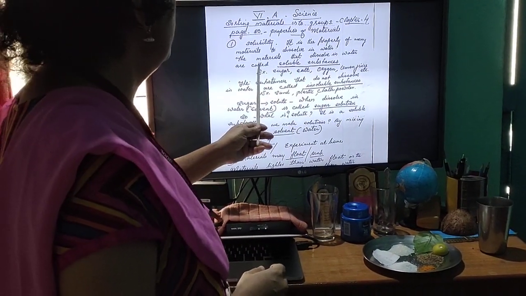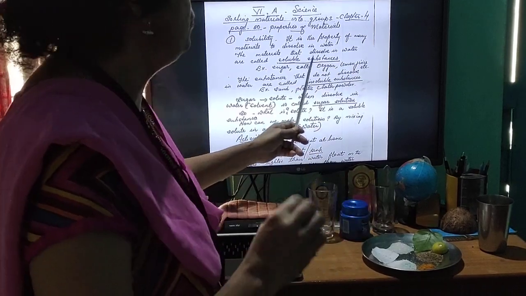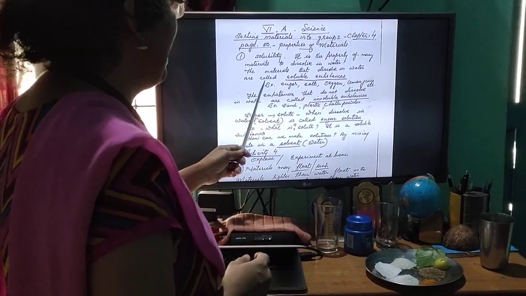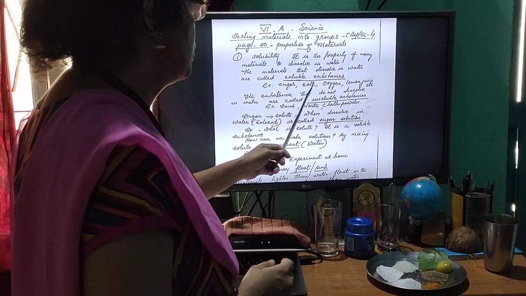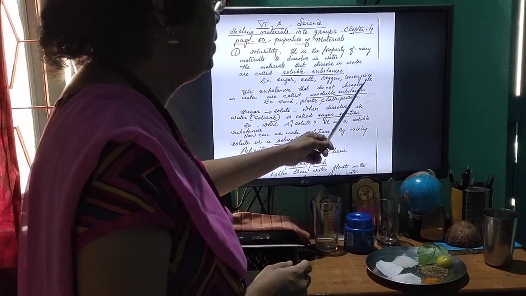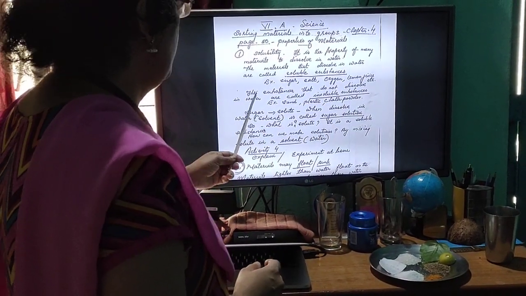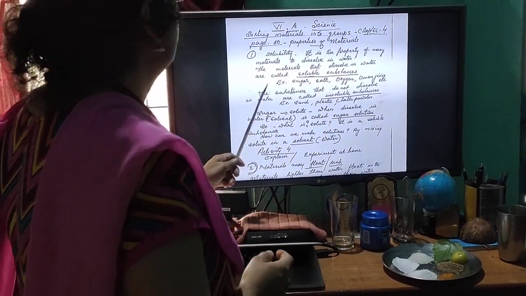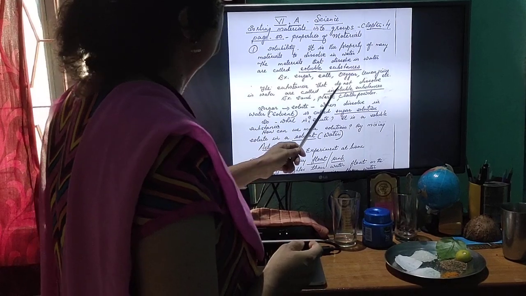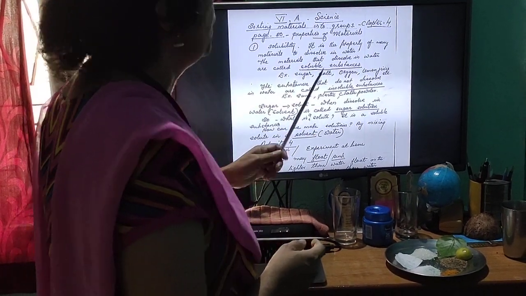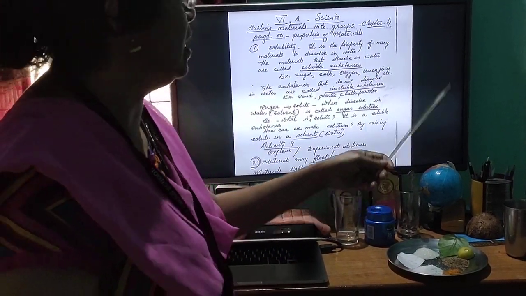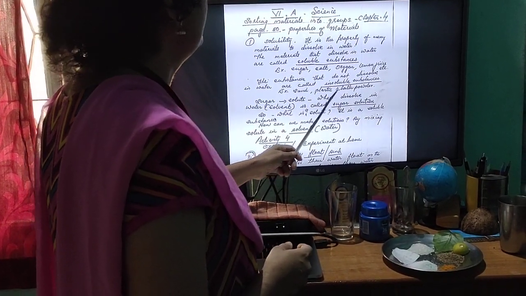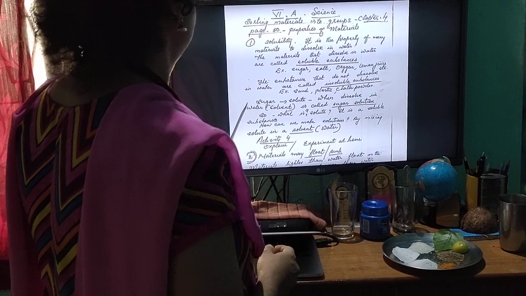The materials that dissolve in water are called soluble substances. Example, sugar, salt, oxygen, lemon juice, etc. But all substances do not dissolve in water. The substances that do not dissolve in water are called insoluble substances. Example, sand, plastic, chalk powder, etc.